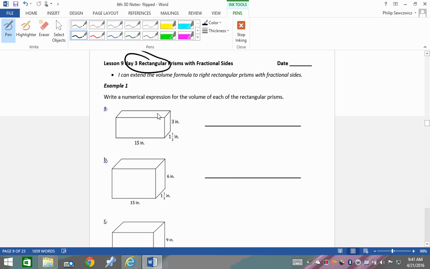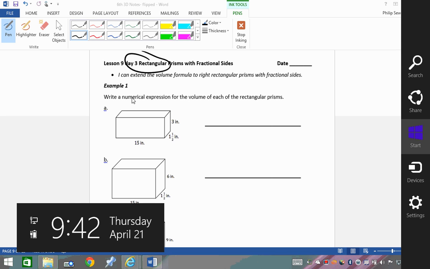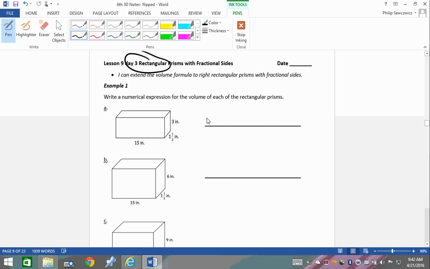All right, so we've got volume here, and we've got fractional sides. The whole idea with the fractional sides is, well, you're going to have to use fractions, people. It's okay. It's not the end of the world. Calm down. Fractions. We'll walk through it, people.